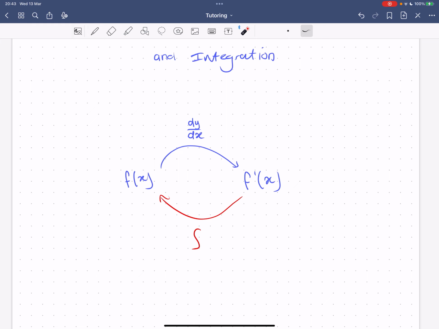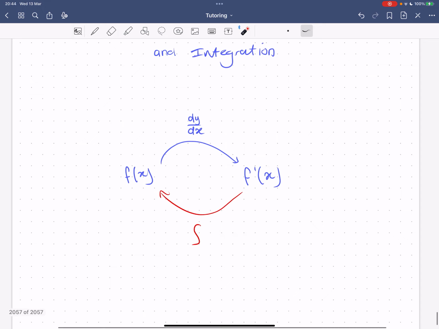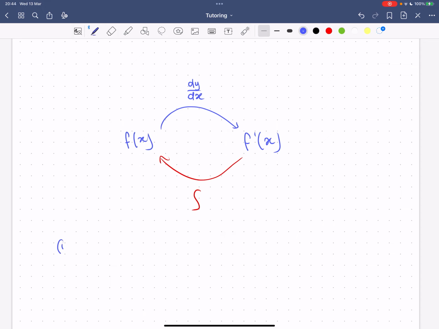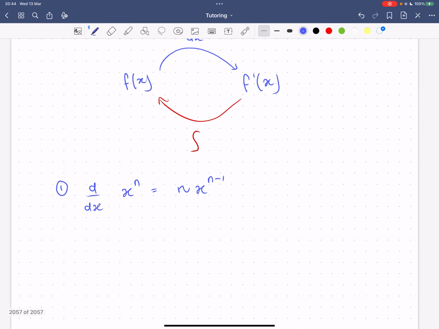So if f of x is our function, we can differentiate it and get f dash of x. But we've been introduced to this idea of integration, and the fact that if I want to go back to where I started, I can do the opposite of the rule. So I know, for example, that if I were differentiating x to the power of n, I bring down the power and then subtract 1 from the power, so n times x to the n minus 1. But what if we wanted to go back to where we started? We wanted to go back to x to the n.